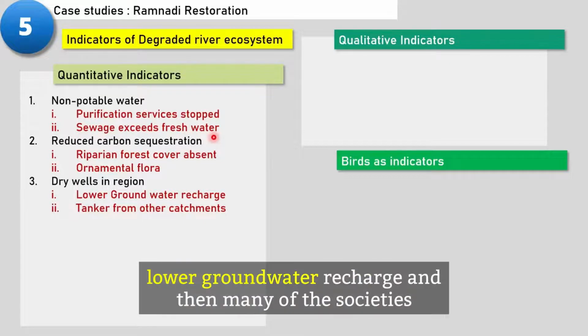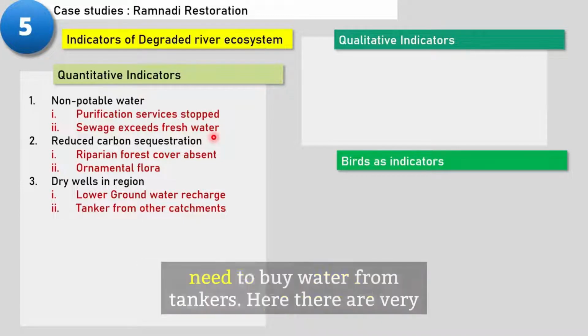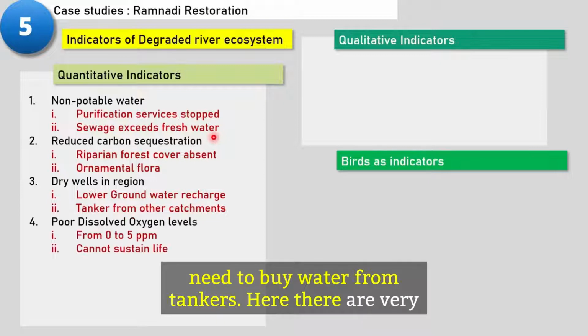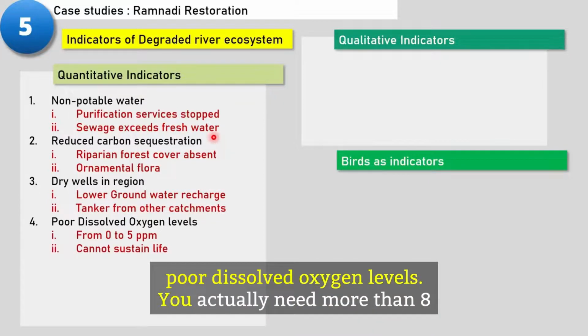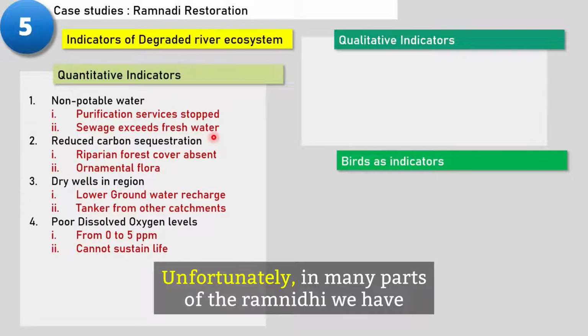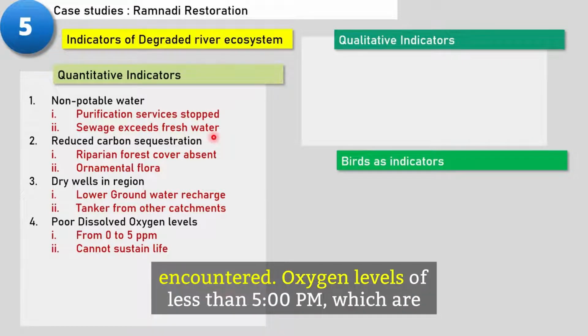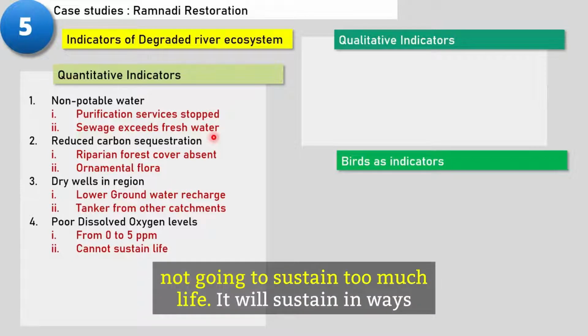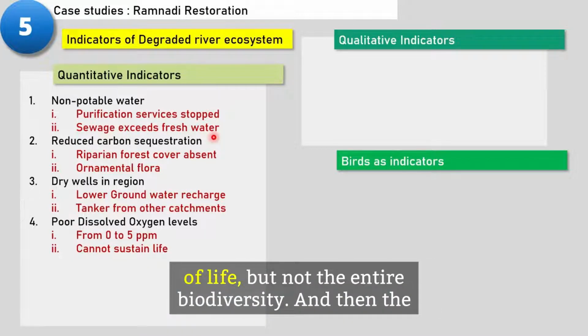So there is lower groundwater recharge, and many of the societies need to buy water from tankers here. There are very poor dissolved oxygen levels. You actually need more than 8 ppm (parts per million) of oxygen for life to survive. Unfortunately, in many parts of the Ram Nadi, we have encountered oxygen levels of less than 5 ppm, which are not going to sustain too much life. It will sustain invasive life forms, but not the entire biodiversity.